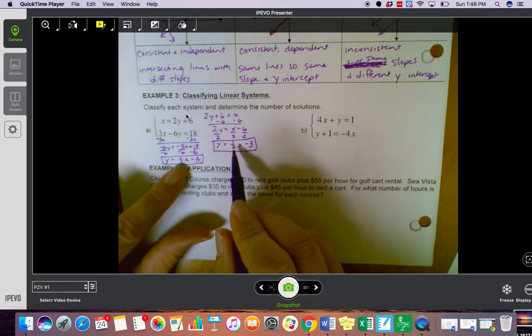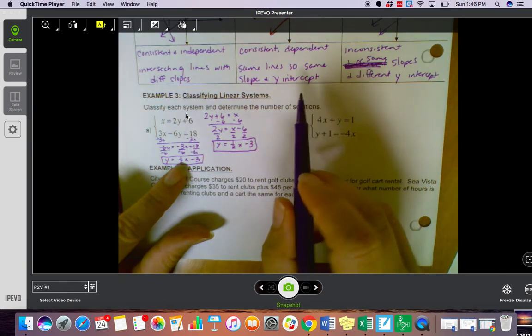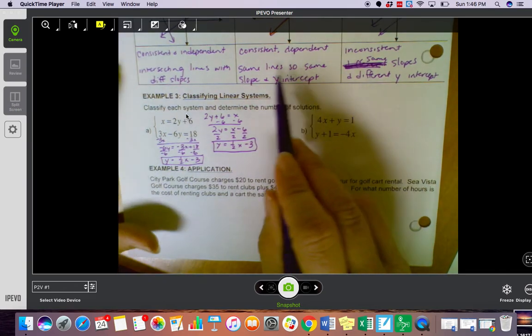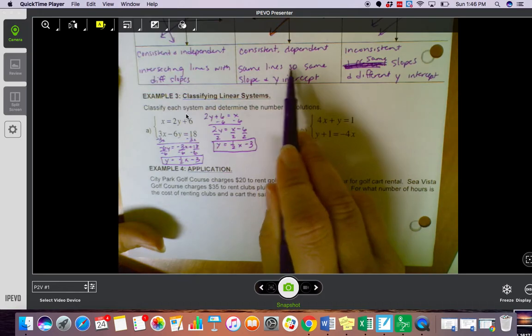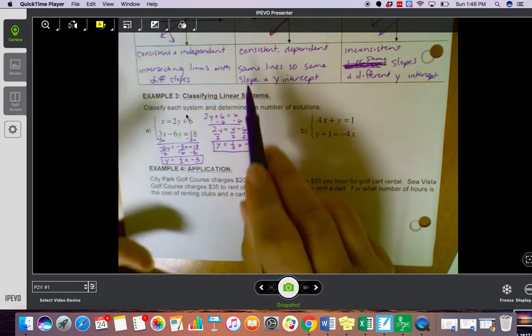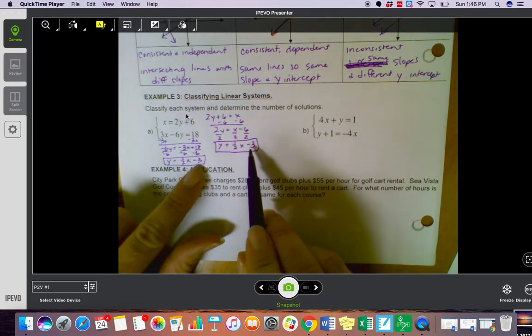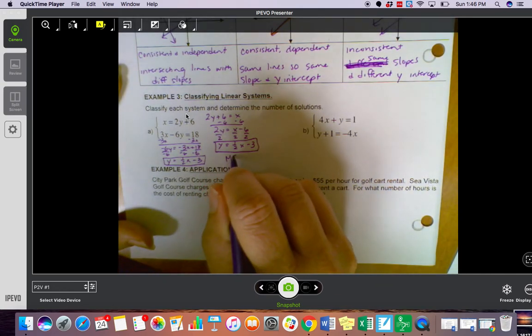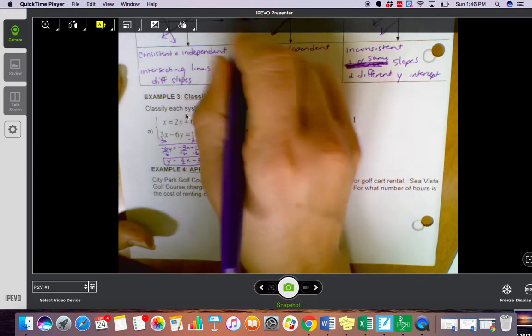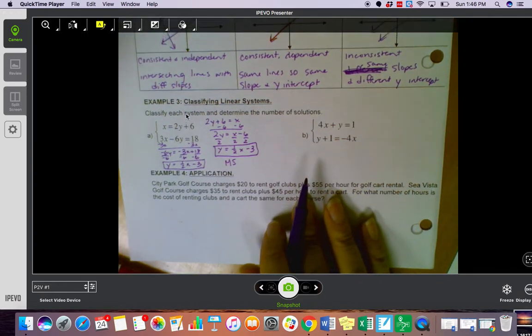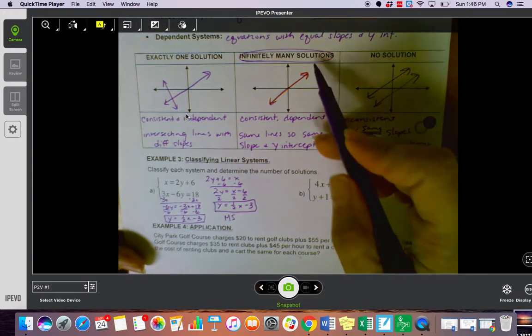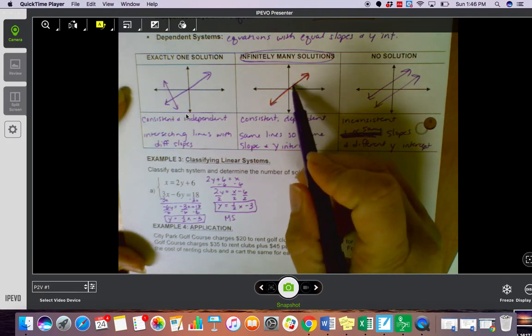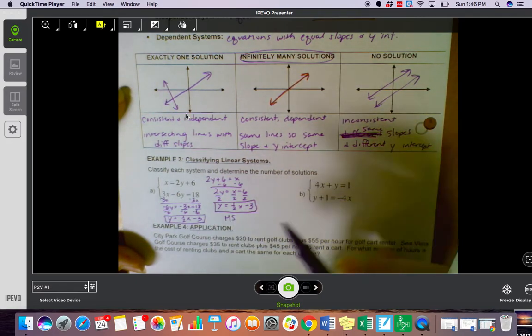So if we have the same slope, we are going here, same line, so same slope right here. And they have the same intercept. So what I would say is this is a many solution problem right here, because they have the same slope and the same y-intercept.